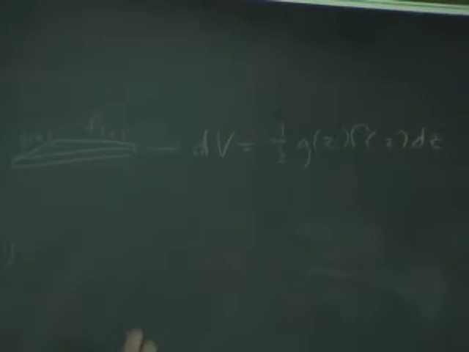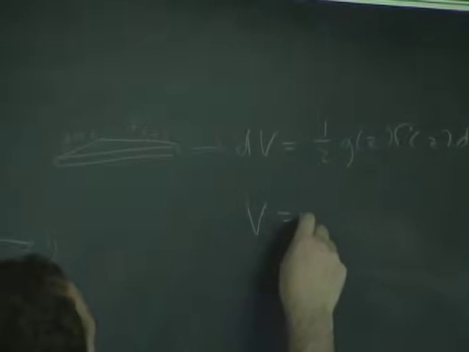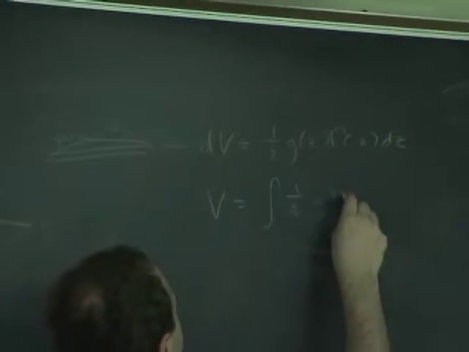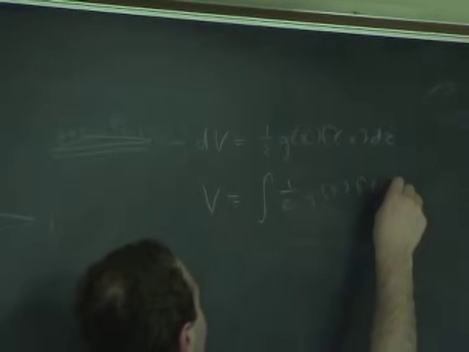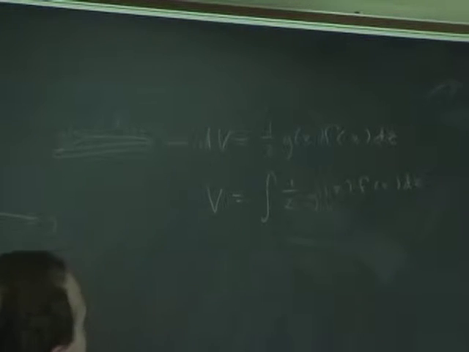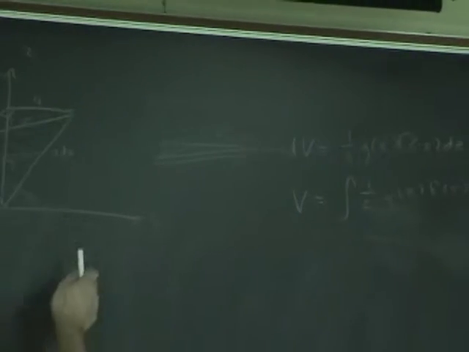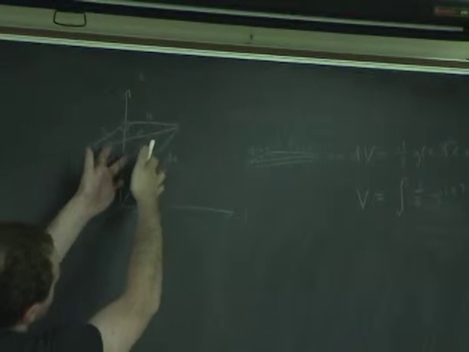So that I get, integrating both sides, volume is equal to the integral of 1/2 g of z f of z dz. I need to figure out what these g of z, f of z are. Well, we know they're linear functions, right? Because it's clearly aligned.